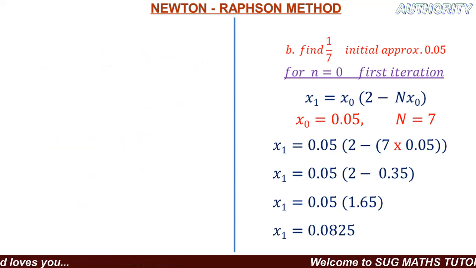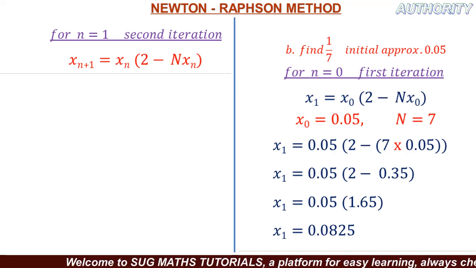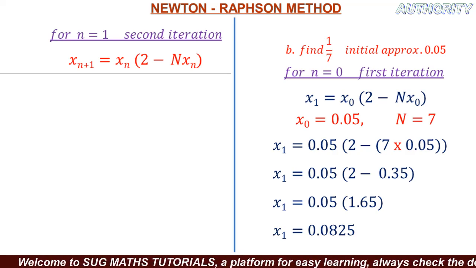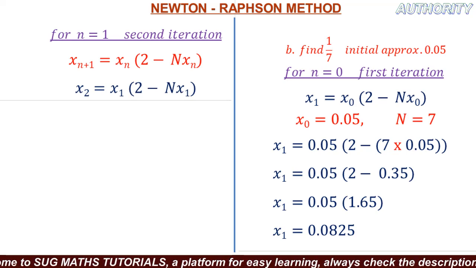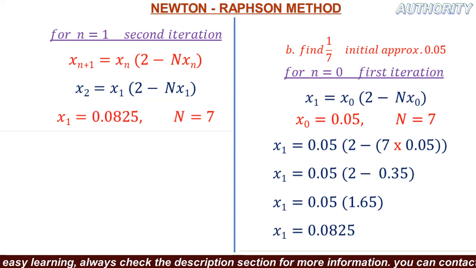Now we can go forth to do another iteration. Let's go for the second iteration, for n equal to 1. In the formula xn plus 1 is equal to xn open bracket 2 minus n xn, when n is equal to 1, we are going to have x2 is equal to x1 open bracket 2 minus n x1. Here x1 is what you have from your first iteration, and your n remains the same. So we have x1 to be 0.0825, and n remains 7.